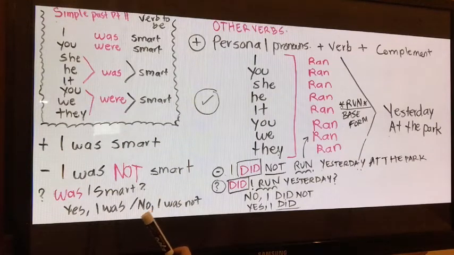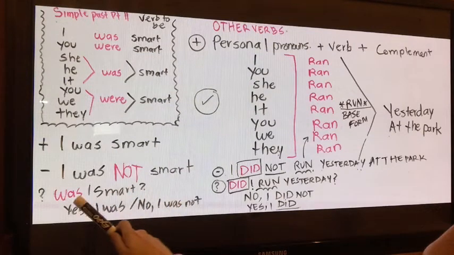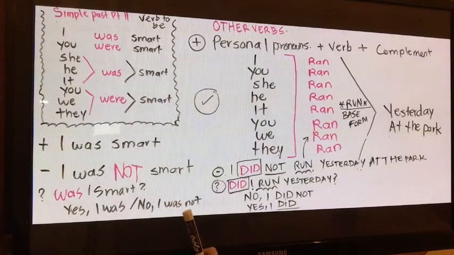Y si quiero contestar con no, pasará lo mismo. Pongo no, mi coma, agrego mi pronombre, pongo el verbo que aparece al inicio de mi pregunta y vuelvo a repetir la negación, que es not.